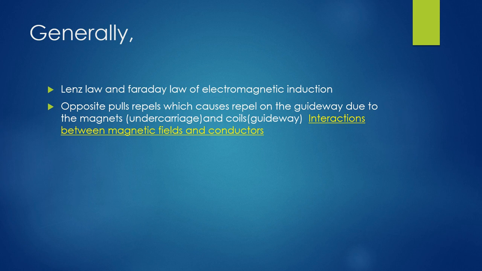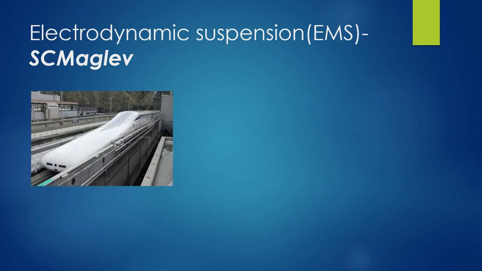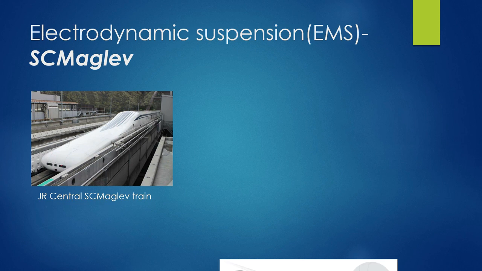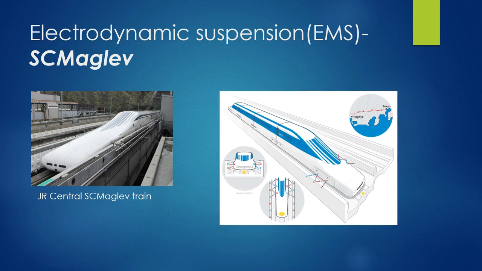We'll look deeper into our example, EDS. One of the examples of electrodynamic suspension maglev trains is the SC maglev train. It is made in Japan. It is one of the latest technologies so far for this system, and it is currently still in prototype, which is still not available commercially.